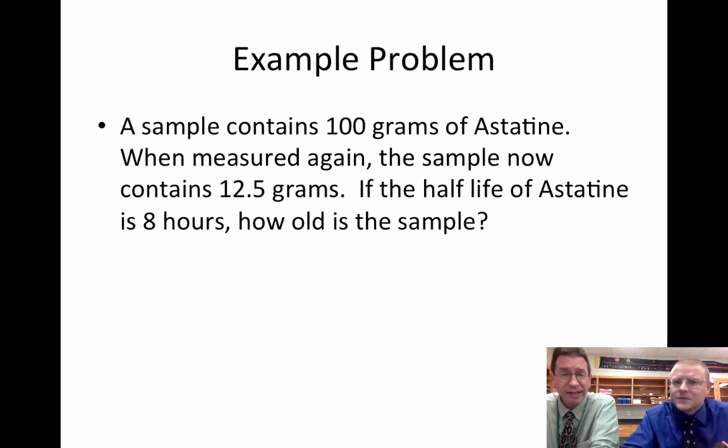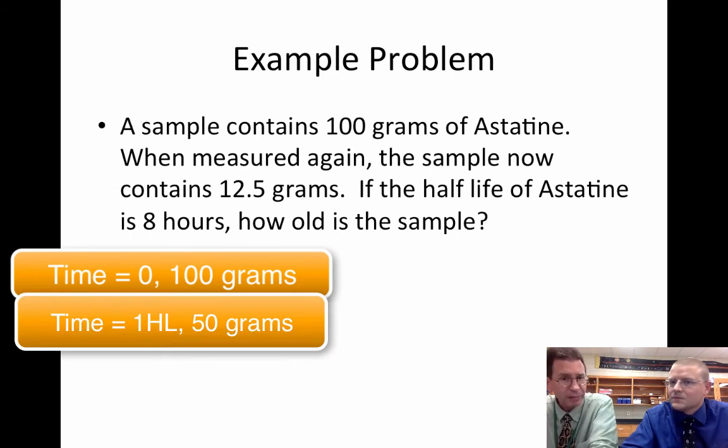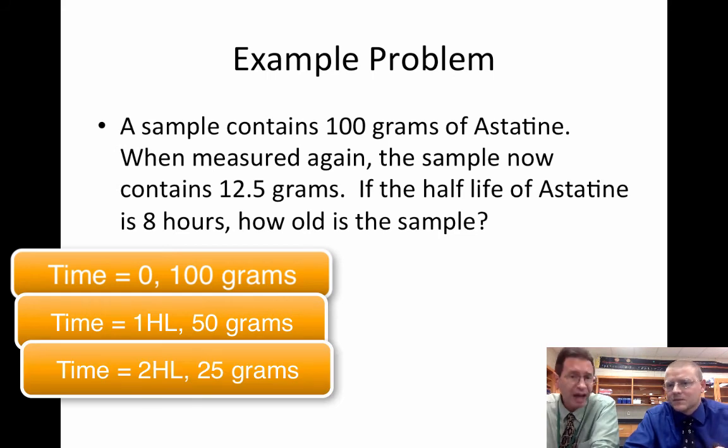Well, we have a 100-gram sample of acetane, which means if we cut that in half, 1 half-life, we have a 50-gram sample. So that would be 8 hours. But we're not down to the number we need to be down to. So we take the 50 and cut it in half again, which is 25 grams of acetane, which is 2 half-lives, which gives us 16 hours.